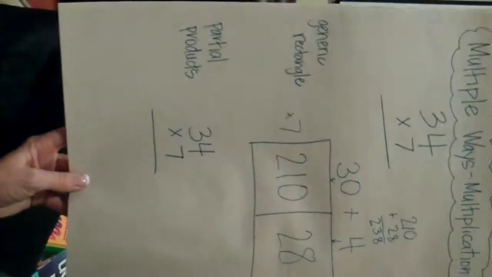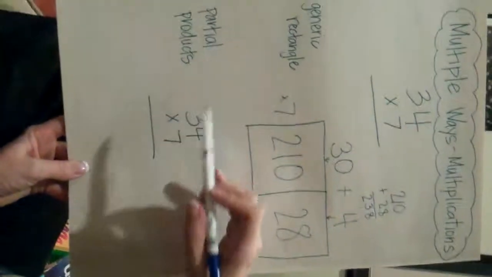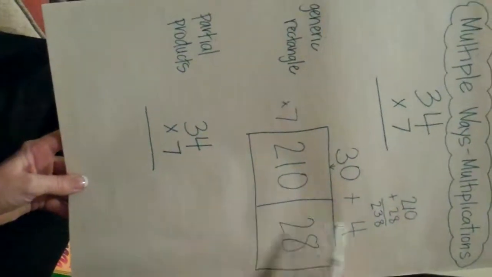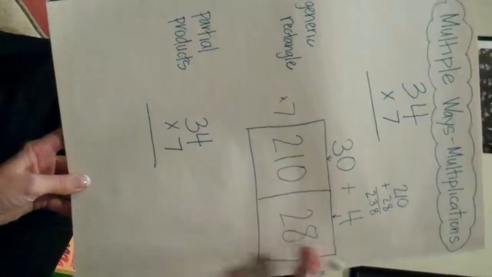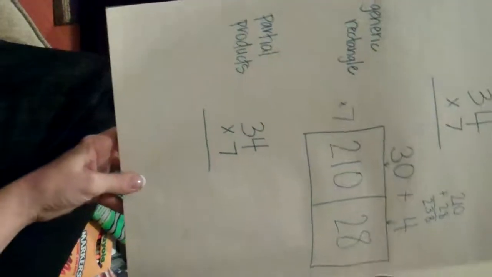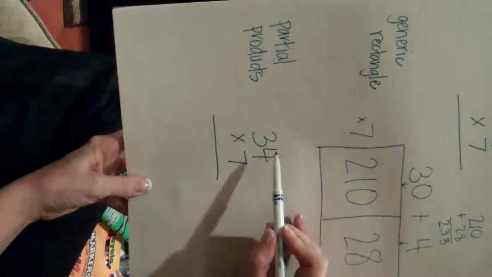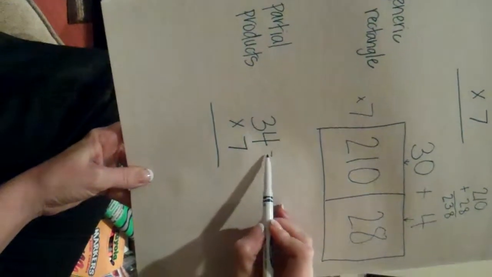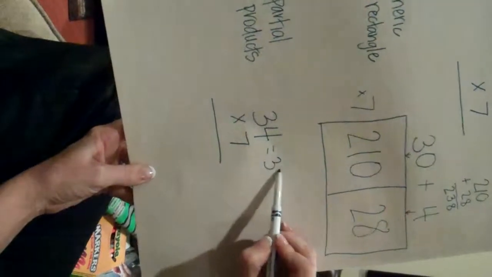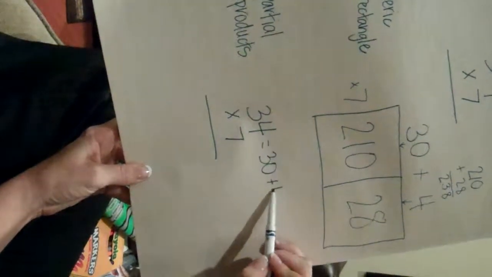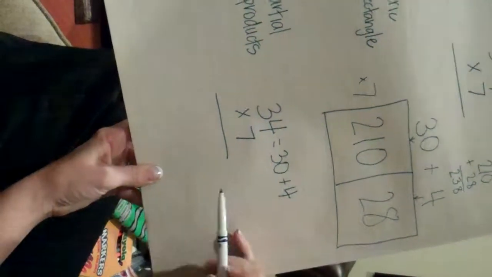Now I'll show you a different way to do this, which is called partial products. And then we can go back and check and see if we get the same answer. So for partial products, the first thing I'm going to do is decompose the number. So 34 equals 30 plus 4. So 3 tens and 4 ones.